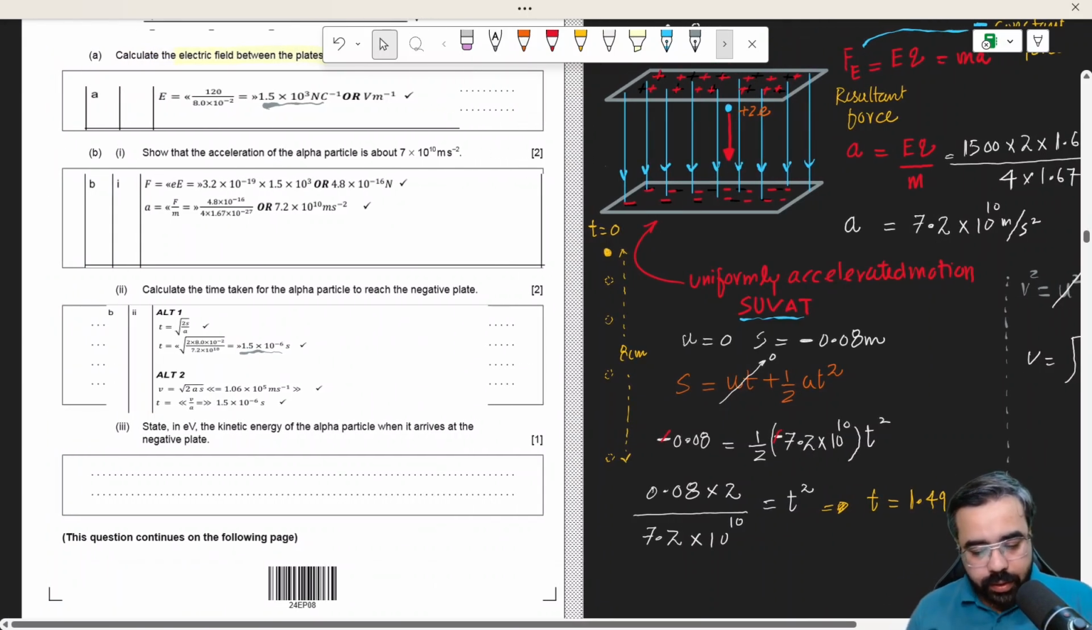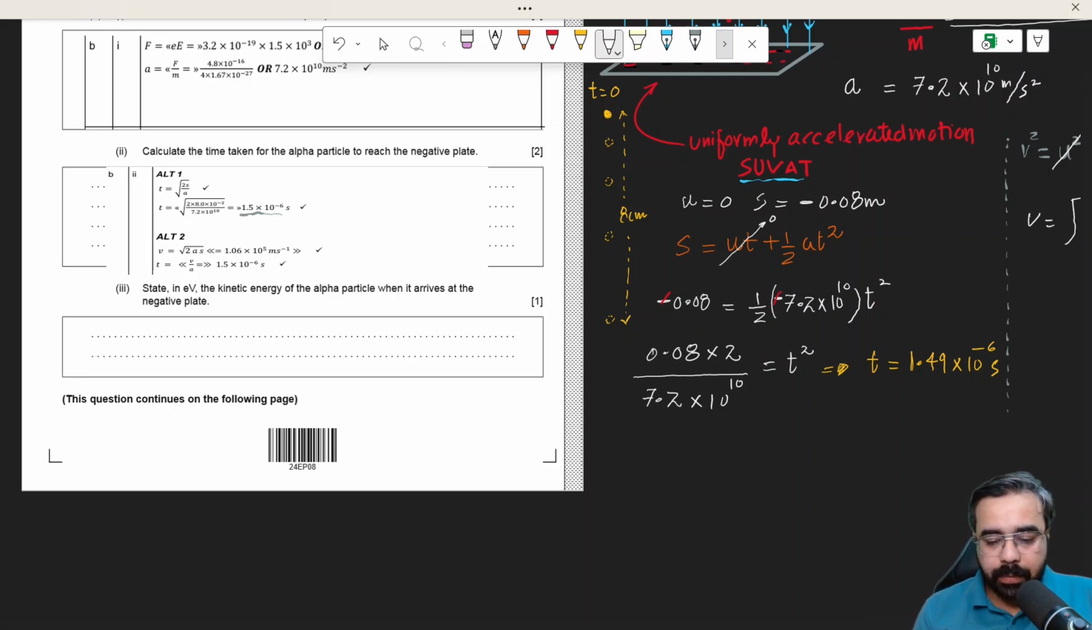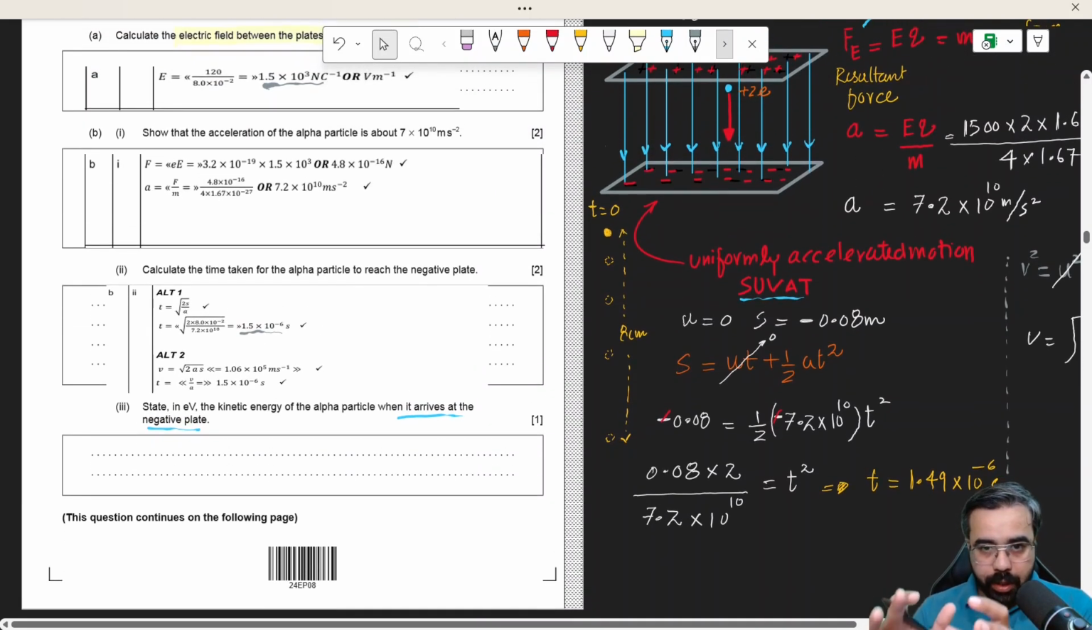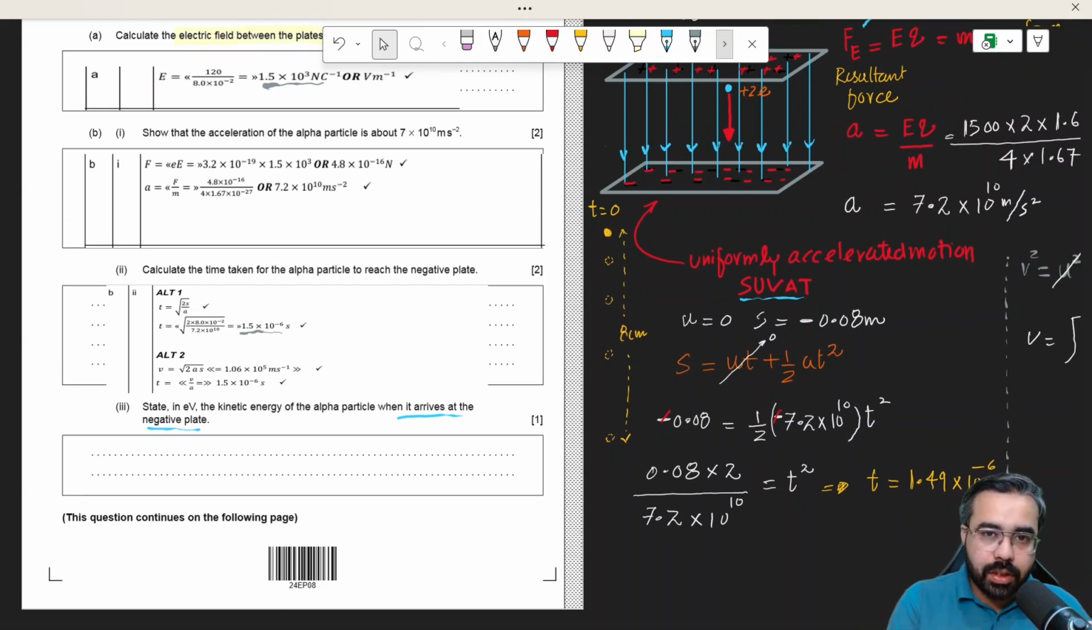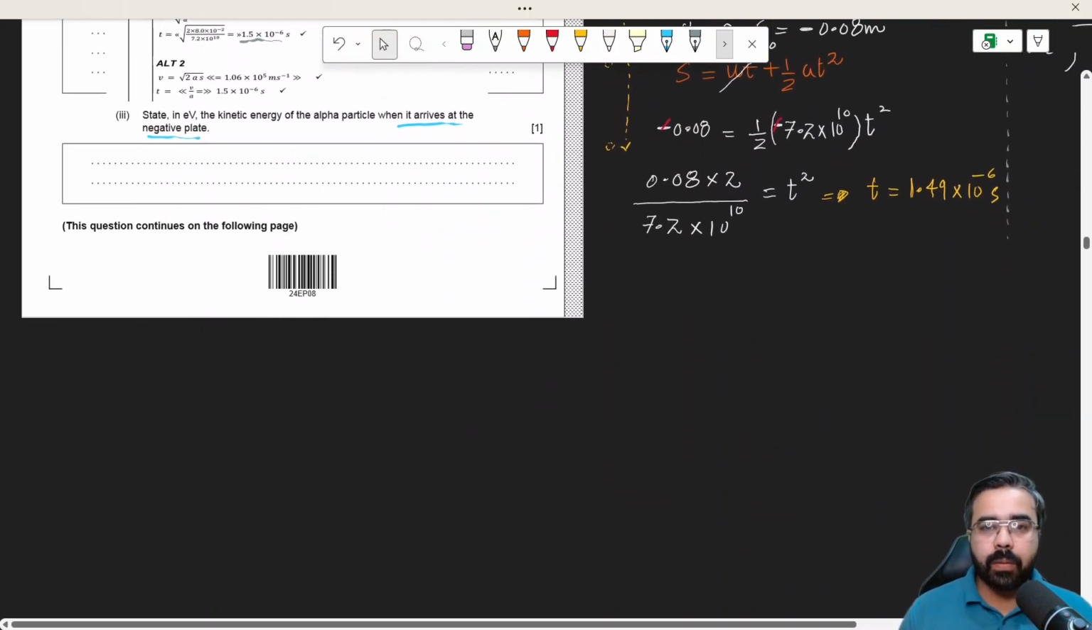Now our next question is: state in eV the kinetic energy of the alpha particle when it arrives at the negative plate. An eV, electron volt, is a unit of energy, the smallest unit of energy. Remember that the law of conservation of energy will not be violated even at this microscopic level. From the macroscopic and universal level down to the subatomic particle level, the law of conservation of energy is always followed. So we can apply either the law of conservation of energy or the kinematics equation. Let me start with the kinematics equation.